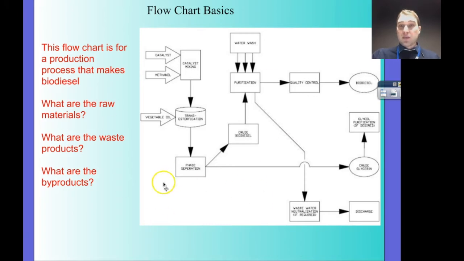So let's have a look at this flowchart, which is producing biodiesel. So here's the biodiesel over here. So this is our final product, and you can see the arrows at the end point here or in a few other directions. And that tells us where our products, byproducts and waste products are going to be.